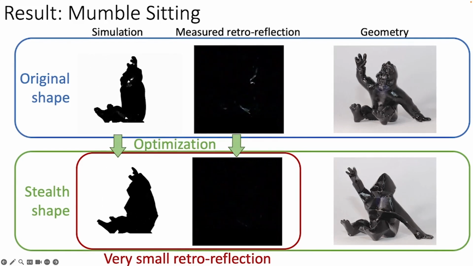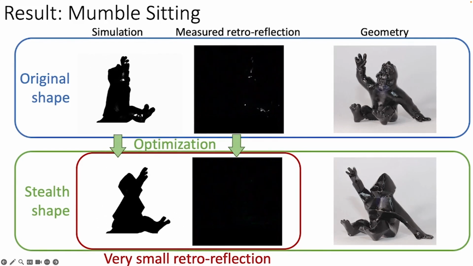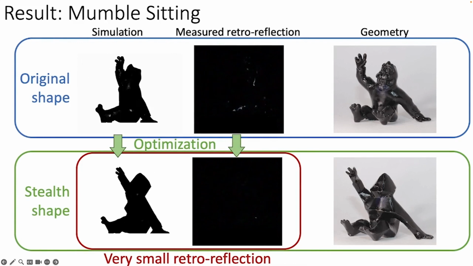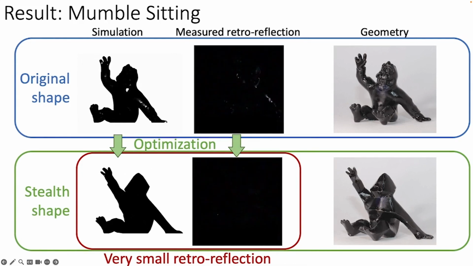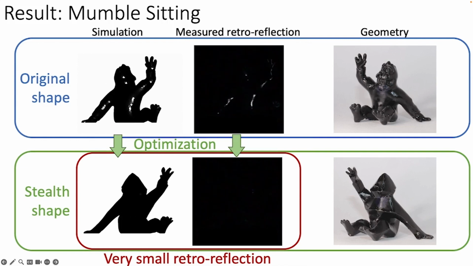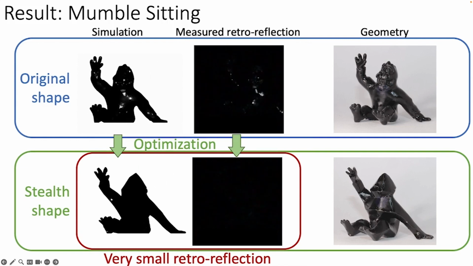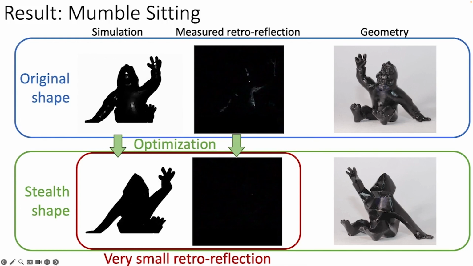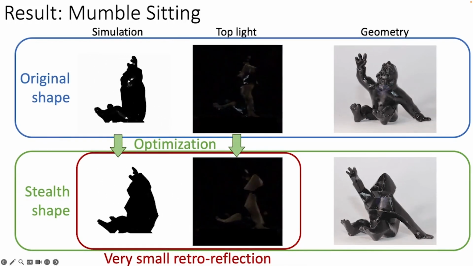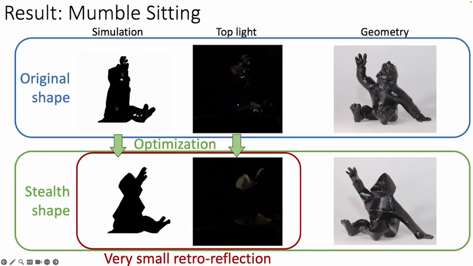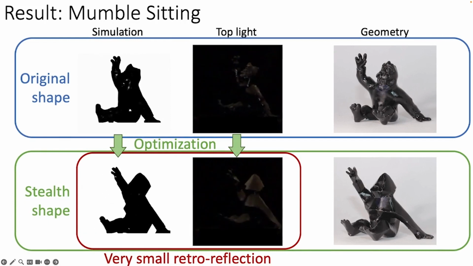And the result looks like this. Actually, where you're supposed to look is inside the red frame, although it's the most boring black square. But that's a good thing, because it suggests our method has successfully minimized the retro reflection of such a very complicated shape. Also, here's a measurement in the top light environment, in case you don't trust me that there is an object.